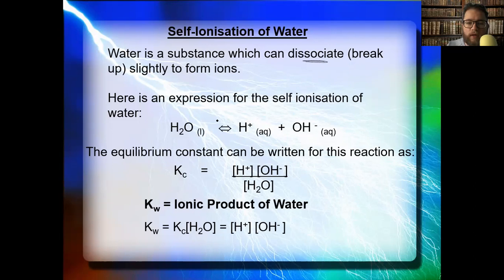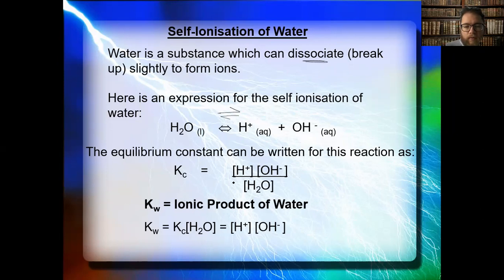You've got water breaking up, and you've got this forwards-backwards, reversible reaction symbol here. And you get H plus ions and you get OH minus ions. And if you were to do the equilibrium constant for this reaction, you would write it like this: Kc is equal to H plus ions in square brackets by OH minus ions in square brackets all over the H2O. This would be the equilibrium constant for this reversible reaction.